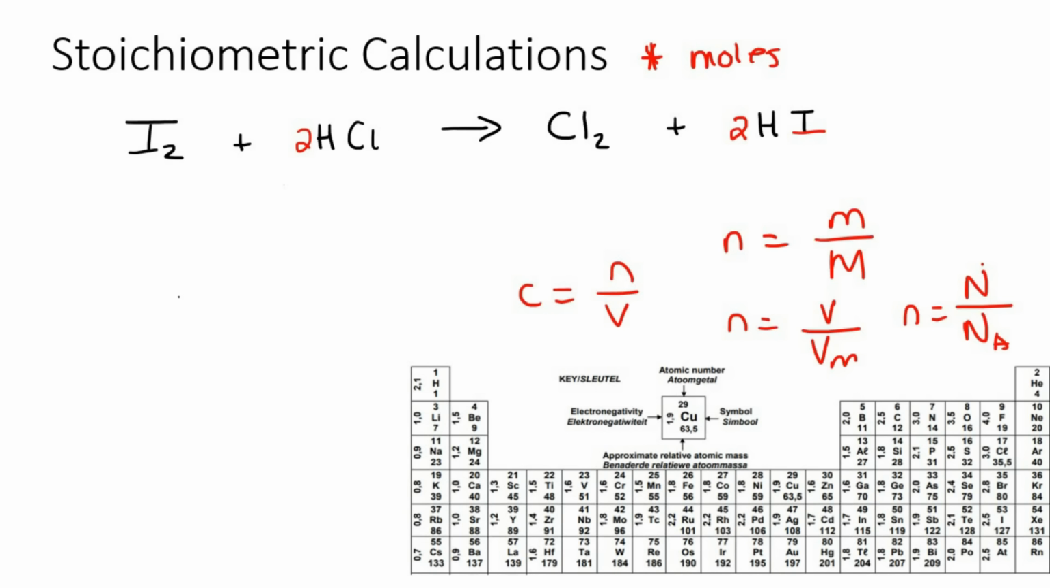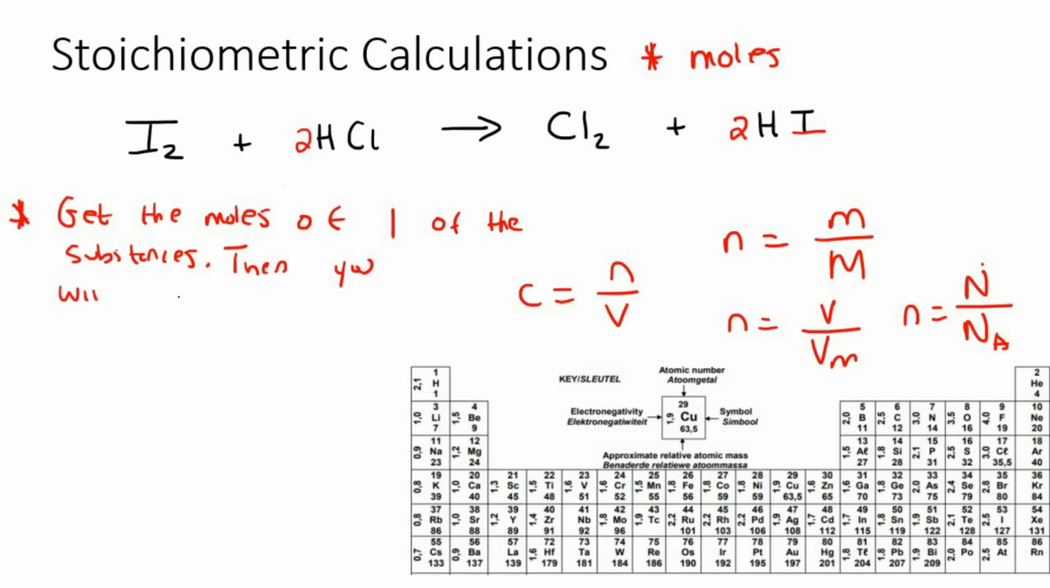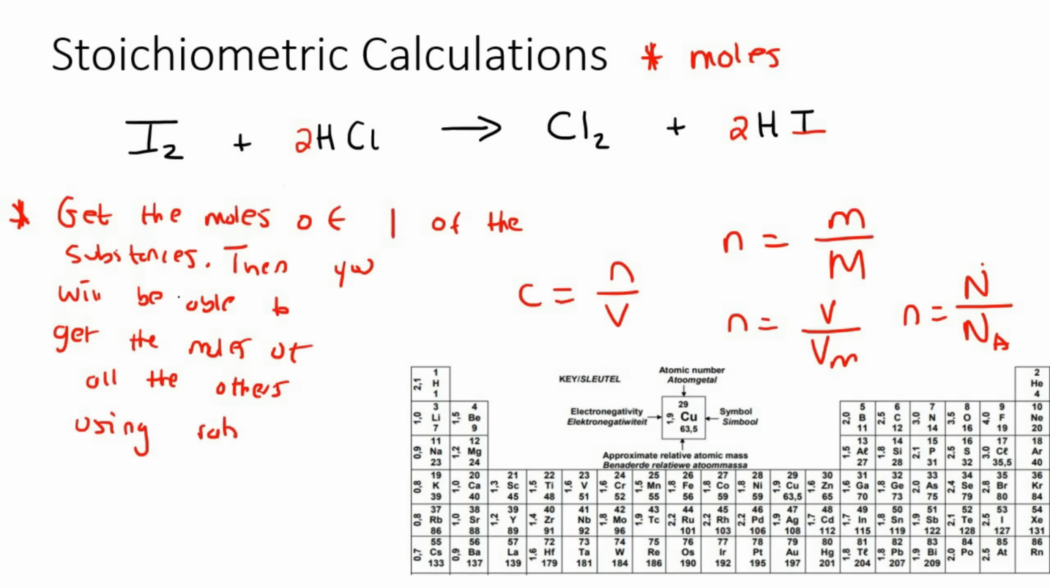Because here's the golden rule of stoichiometry. The golden rule is to get the moles of one of the substances. So if you could just get the moles of this one, or this one, or this one, or this one, you only need to get the moles of one of them, then you will be able to calculate or to get the moles of all the others using ratios.